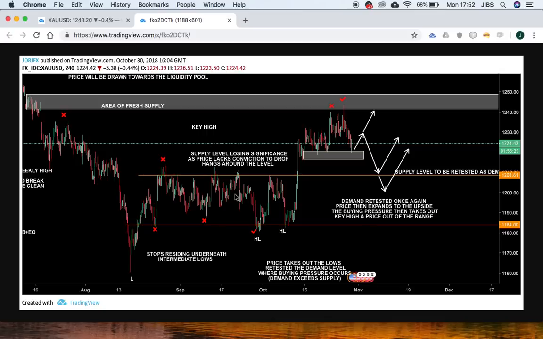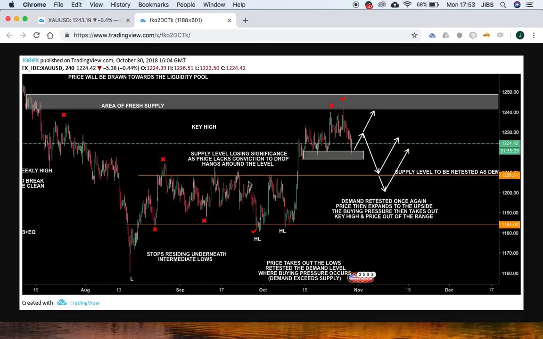So what we see here is that this leg here is important. As you can see, price has tested about this level about five times, and it's hanging around the level. It's losing significance. Price is not showing conviction that it wants to drop. Every time it did this test, on the fifth test, boom, it took a lot of buyers out again. This straight drop here took them out.